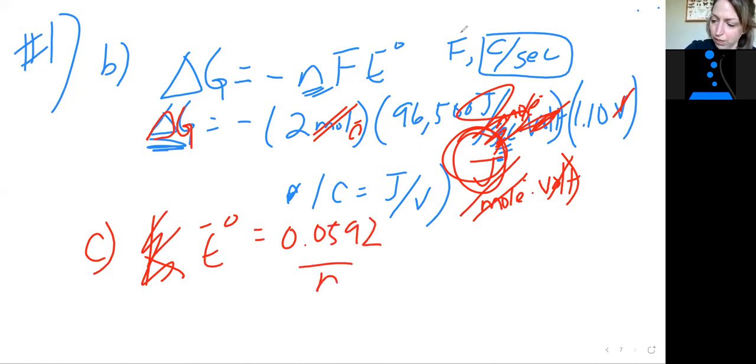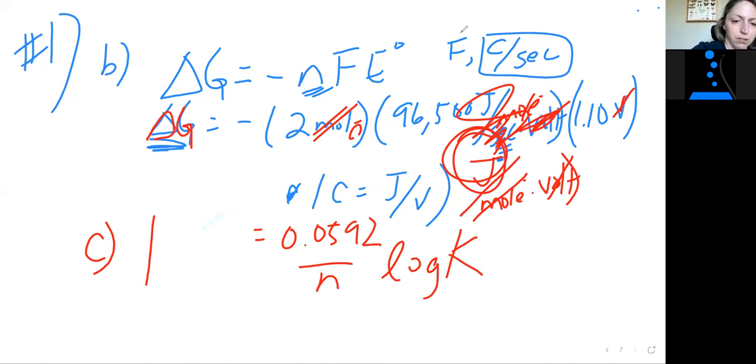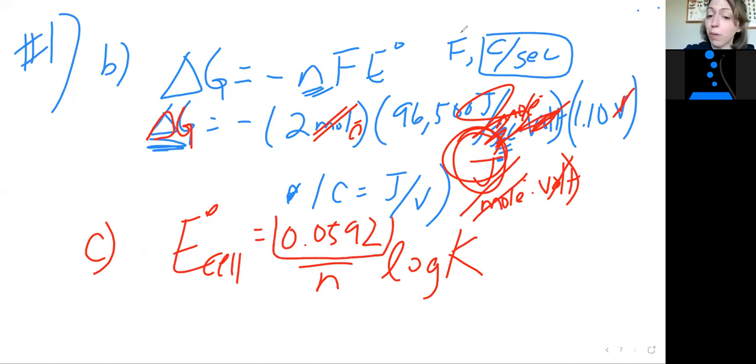E cell equals 0.0592 over n log K. So look it up. Make sure you guys can find it. If you go back in the notes, you can look it up. It's kind of like a merge of all the standard values that are in this particular problem. N is moles of electrons transferred, and then log K. So now you should be able to solve for K.